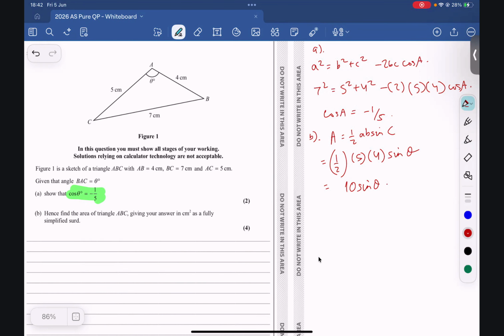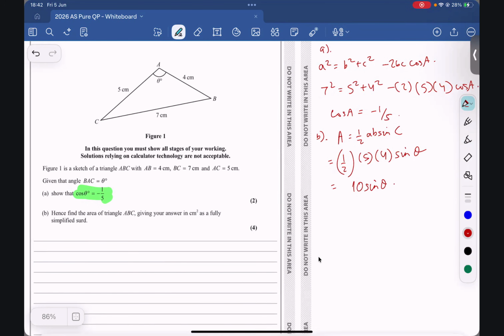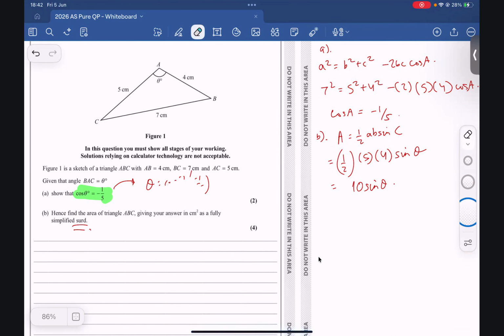Now, if this was a regular question, all you would do is in your calculator you'd put theta equals inverse sine minus 1 over 5. Sorry, inverse cos. And then whatever number you get, you just do sine of the answer. Because the question has to be in surd form, we can't do that. But that's still worth remembering, because in any other regular scenario, that's what you would have done.